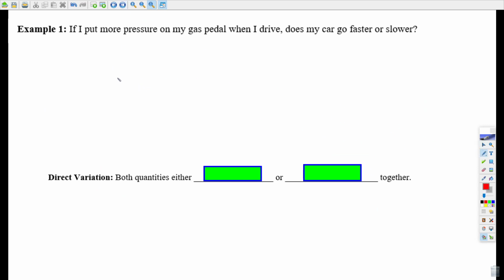As an example, before we get into math terms, we'll use a real world situation. Example 1: if I put more pressure on my gas pedal when I drive, does my car go faster or slower? This would be an example of a direct variation statement. Why? If I increase the pressure on my gas pedal, what happens to the car? Hopefully, when you press it down further, you end up going faster. So you increase your speed.